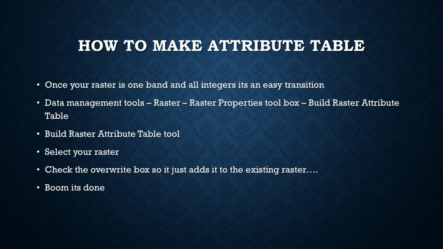Once you do that, the next step is making an attribute table, because all those steps that I just talked about on that previous slide were really there to do one thing. They were there to create a raster data set that we could use to do this. Now we have to actually make the attribute table. Data management, raster properties toolbox, build raster attribute table. Pretty simple, straightforward. Find the tool, select it, it's done. Check the little box that says overwrite, so it just adds it into the existing one. Really simple.